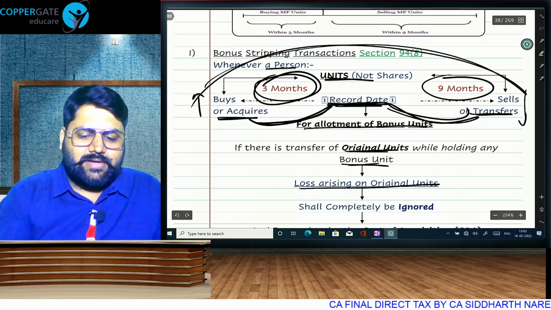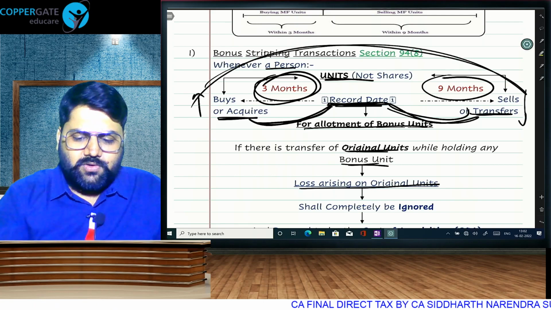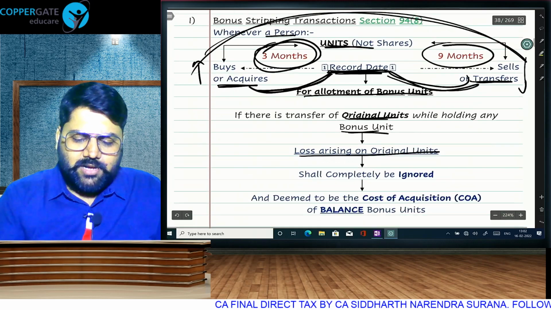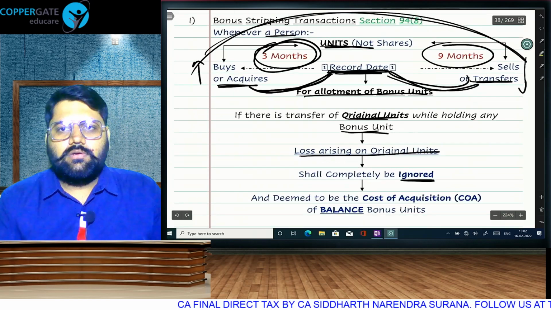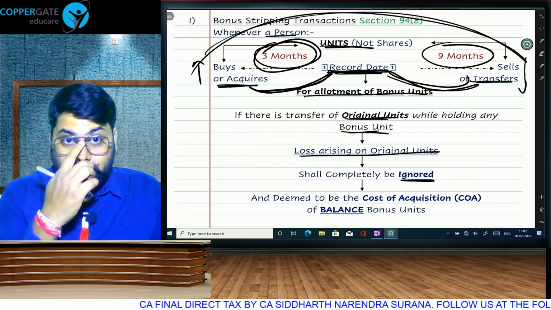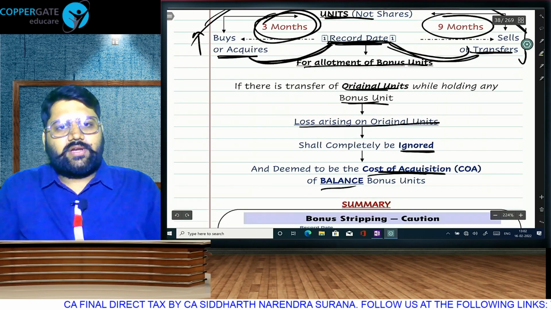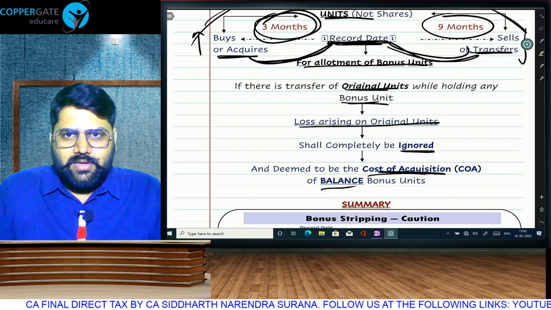The purchase will be at a higher price, the sale will be at a lower price, and which will result in a loss. This loss shall be completely ignored. The loss on original units will be ignored and it will be made cost of acquisition of whatever balance bonus units are remaining with you.